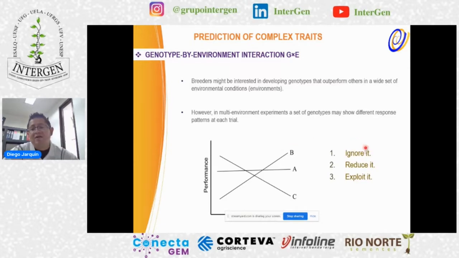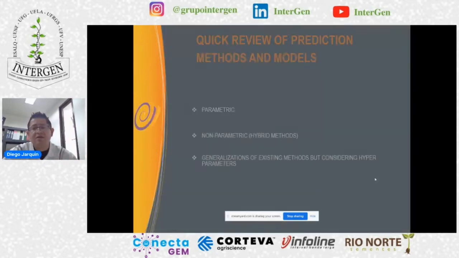So we have 3 different options to solve this problem. We can ignore the fact that we have this effect, which is called genotype by environment interaction, and just select using the means across environments. We can reduce it by selecting for local adaptation, but that might not be the most desirable outcome. And then we can exploit it by trying to borrow information between genotypes tested in different environments, in a way that we can find those genotypes that are stable across environments.